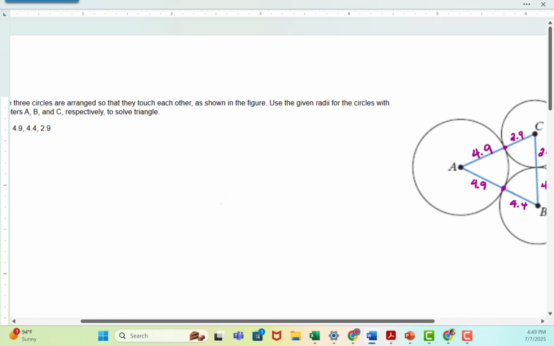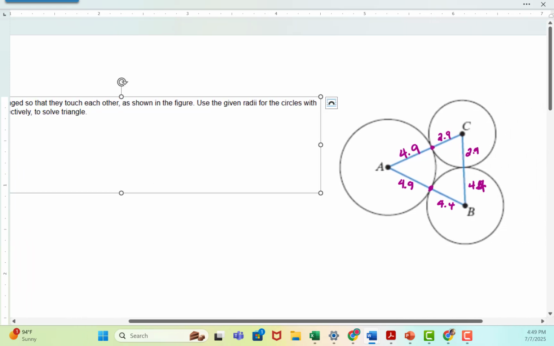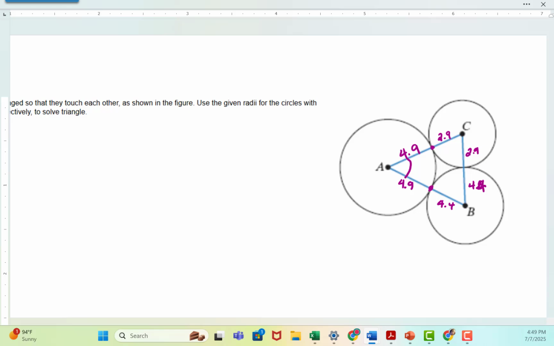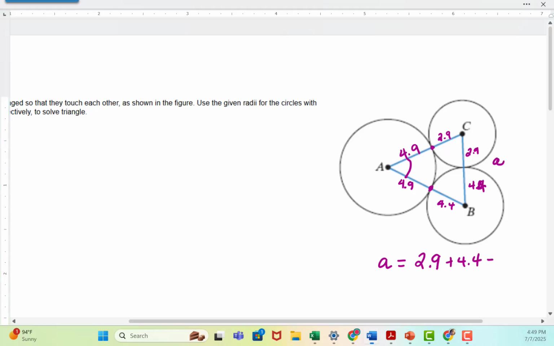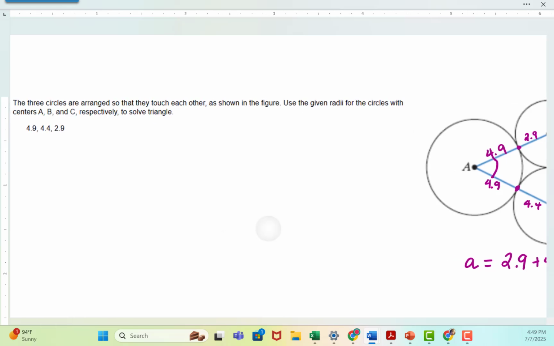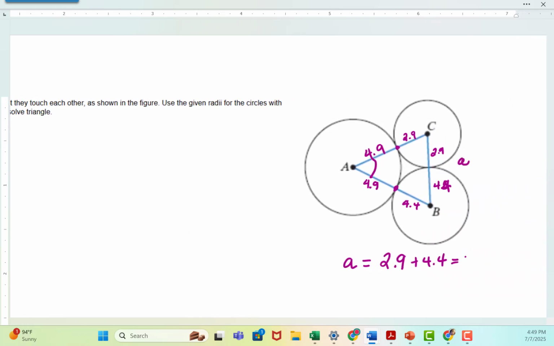That's part of solving. So for instance, if this is angle A, then the length of side A is going to be 2.9 plus 4.4, and that's going to give me 7.3. They don't give us any units, so 7.3 units. And you could find the other lengths as well. In fact, we need to find those.